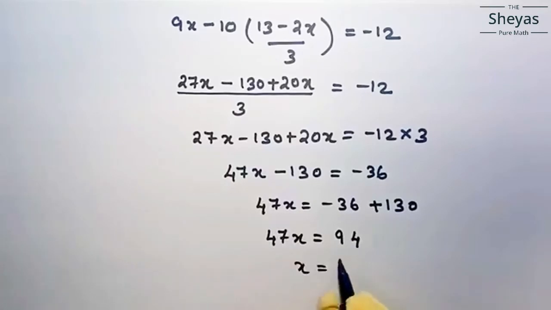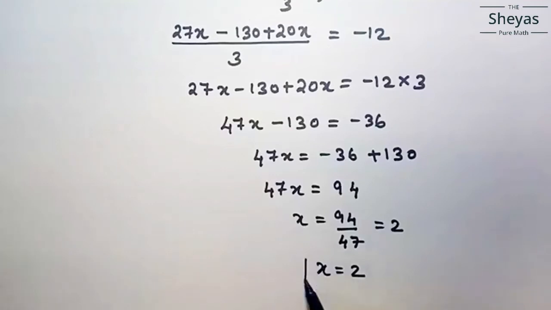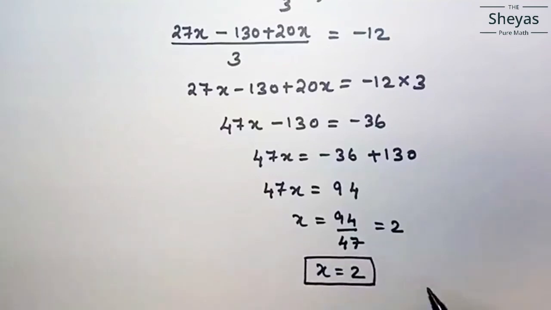So x is equal to 94 by 47, which is equal to, if you cancel this, you will be getting 2. Therefore, the answer is x is equal to 2. Now you got one value. Now you got x is equal to 2.